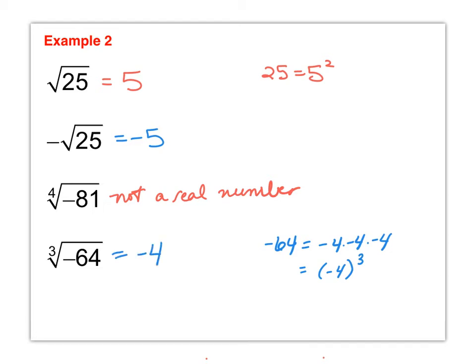So the number raised to the third power that gives you negative 64 is negative 4, and that is a real number. So just keep in mind that if the index is even, the radicand, the number under the radical sign, cannot be negative. If that index is even and the number under the radical is negative, then the result is not a real number.